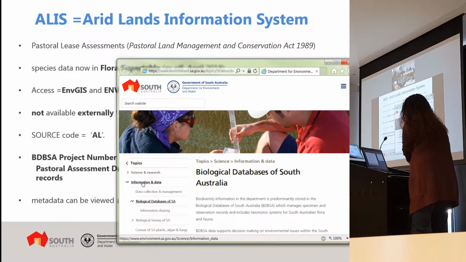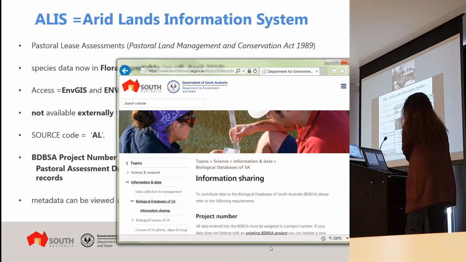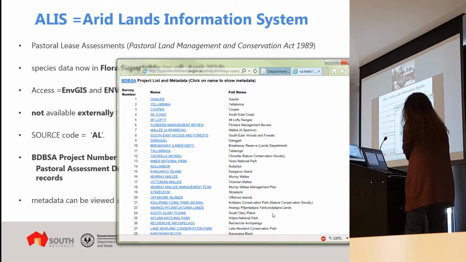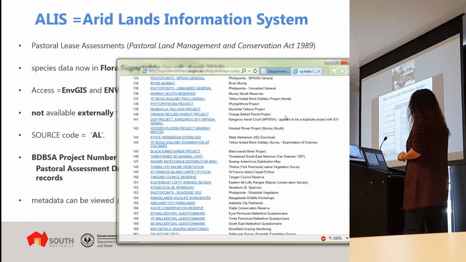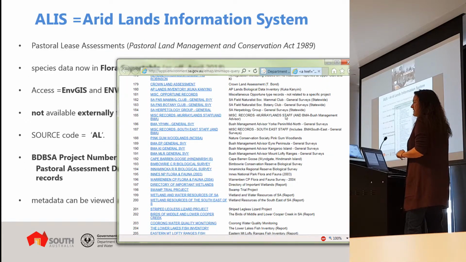On the external website, under science and information, data, biological databases, information sharing, you will find this under project number. It says existing BDBSA project numbers. And we have this report here that's got all the current projects. So there's about 1,200 on there.